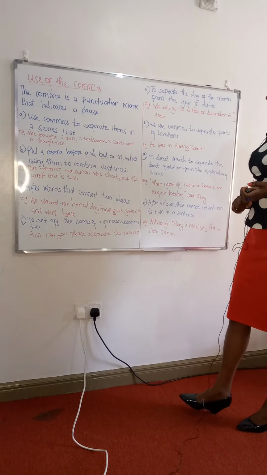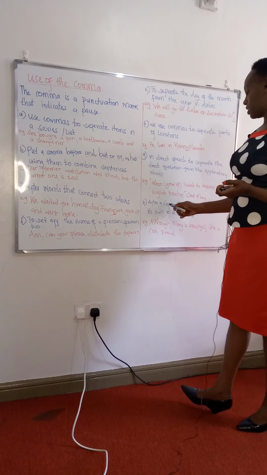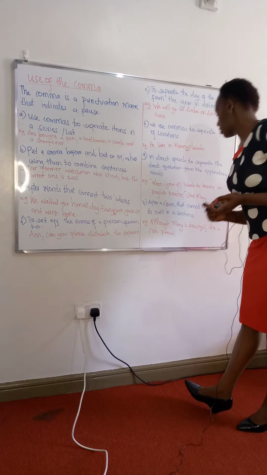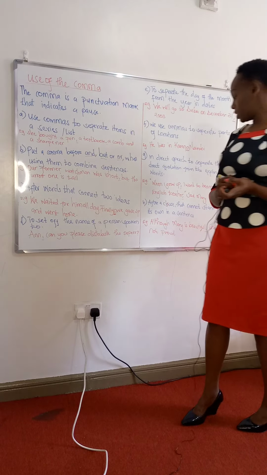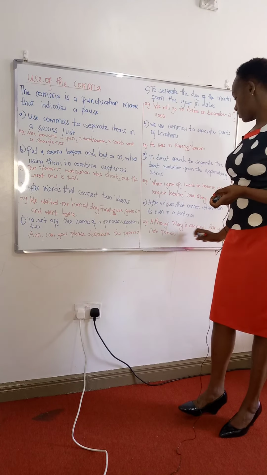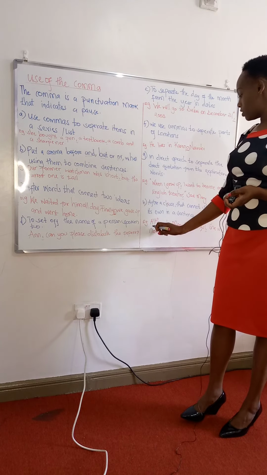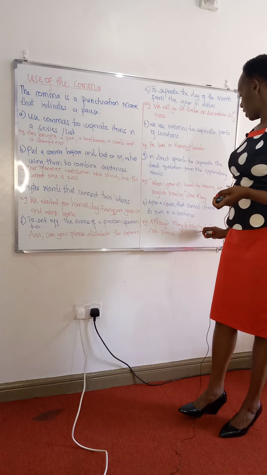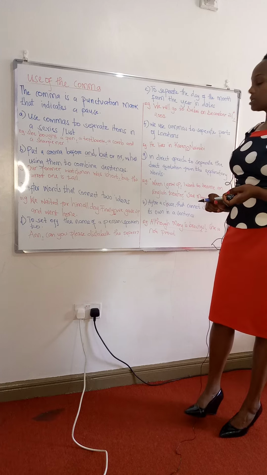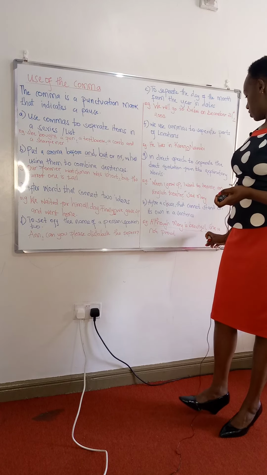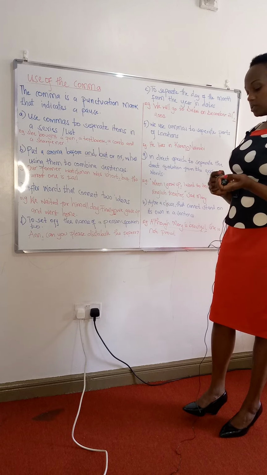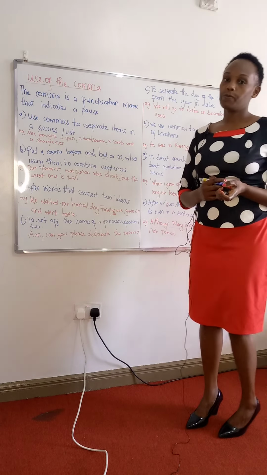And lastly, it is used after a clause that cannot stand on its own in a sentence. For example, although Mary is beautiful, she is not proud. Although Mary is beautiful is a clause that cannot stand on its own, meaning it cannot make sense on its own. And so we use a comma after this clause which cannot stand on its own.